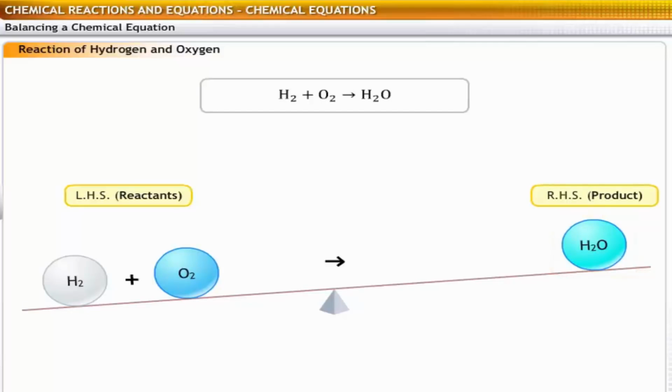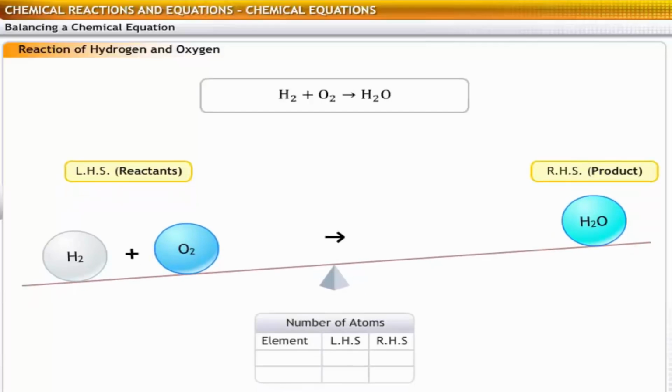In the second step, you need to count the number of atoms of each type. You'll notice that hydrogen has 2 atoms on the reactant side and 2 atoms on the product side. But oxygen has 2 atoms on the reactant side and only 1 atom on the product side. So there is 1 oxygen atom less on the product side.